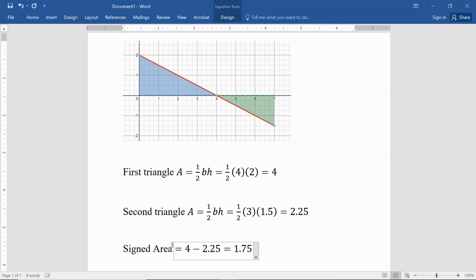So the signed area in that scenario is 1.75. And that's the big takeaway from this chapter, or from this section.